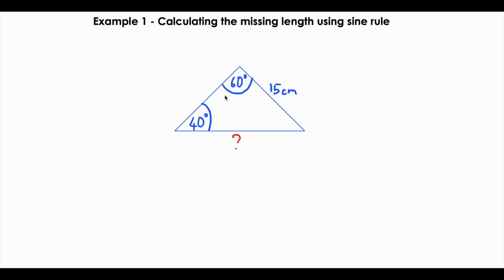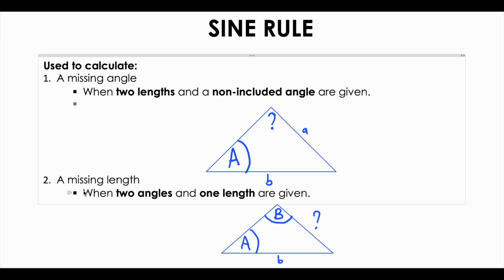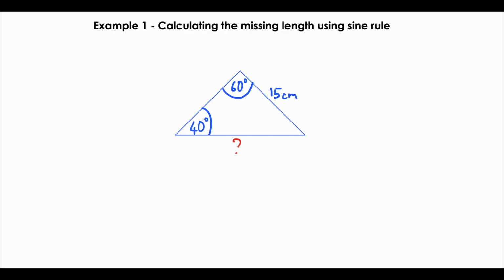So if we're trying to calculate the missing length, we must have two angles and one length. Right now we have two angles and one length, which means we must use sine rule. So if you look at this, in order to calculate a missing length, we must have two angles and one length. So let's try it now.